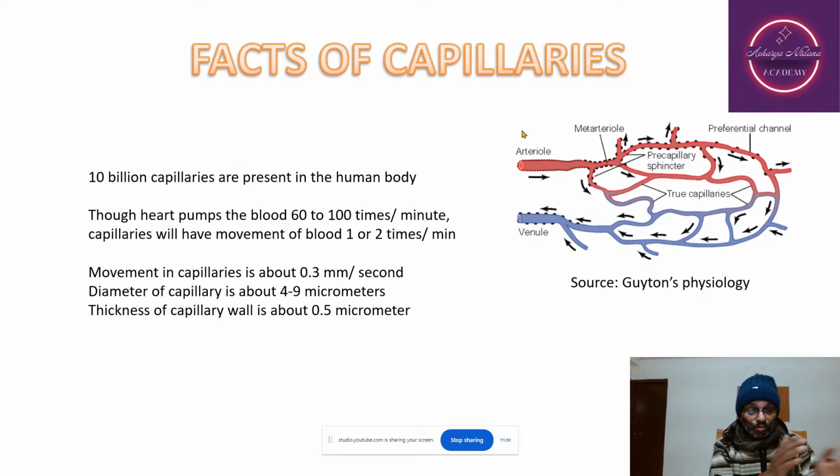And when you think about the movement of the blood in the capillary, it is around 0.3 millimeter per second. That will be the movement of the blood in the capillaries, and the diameter of the capillary is something around 4 to 9 microns. It is the total diameter of the capillary, and the total thickness of the capillary wall is around 0.5 micrometers or 0.5 microns.